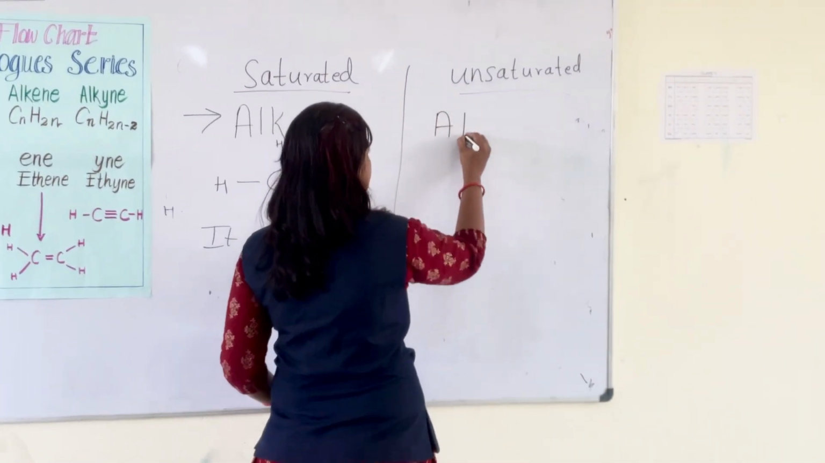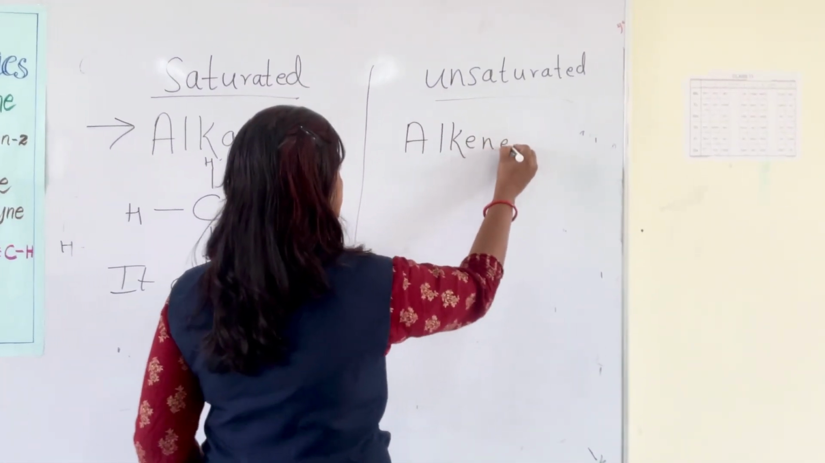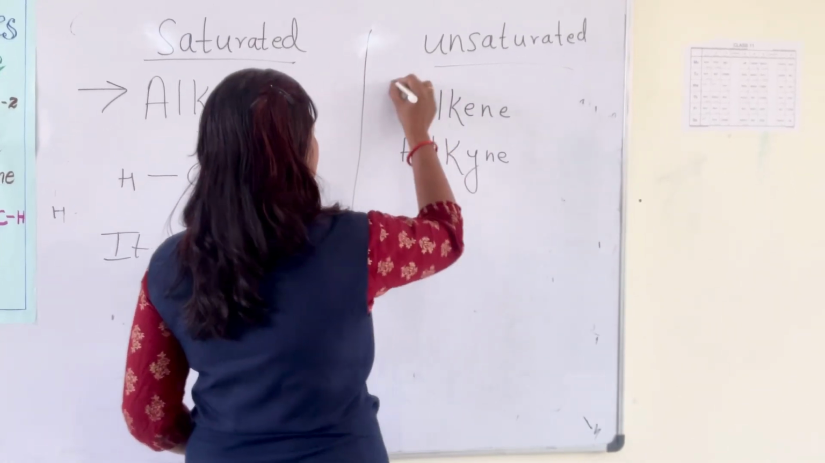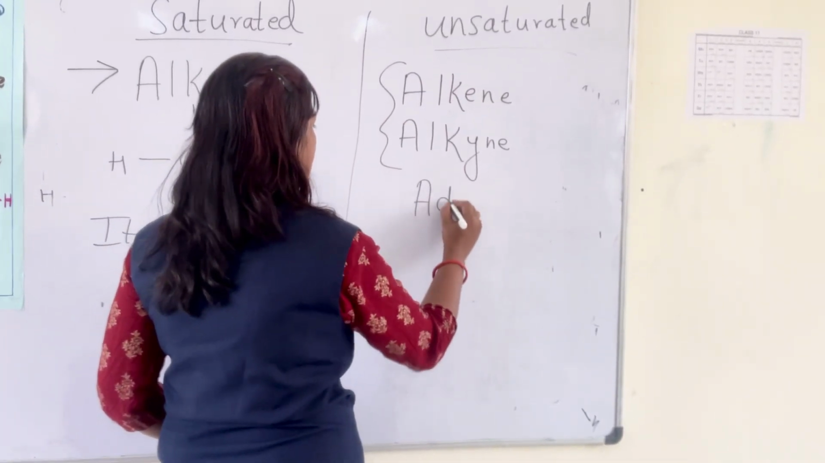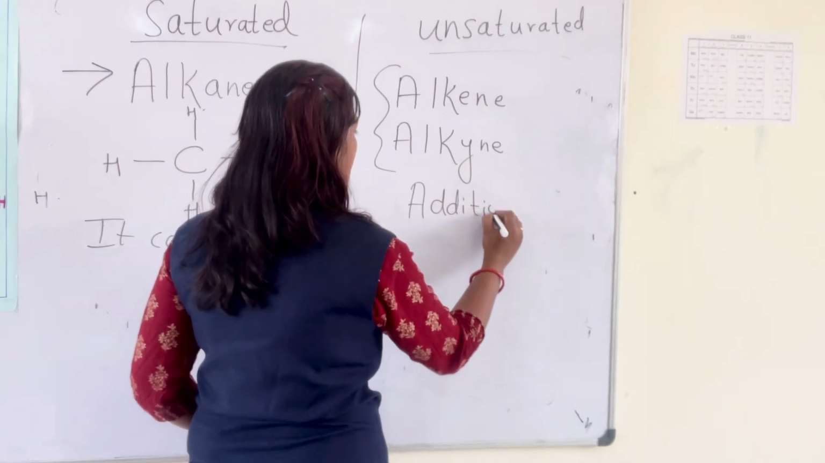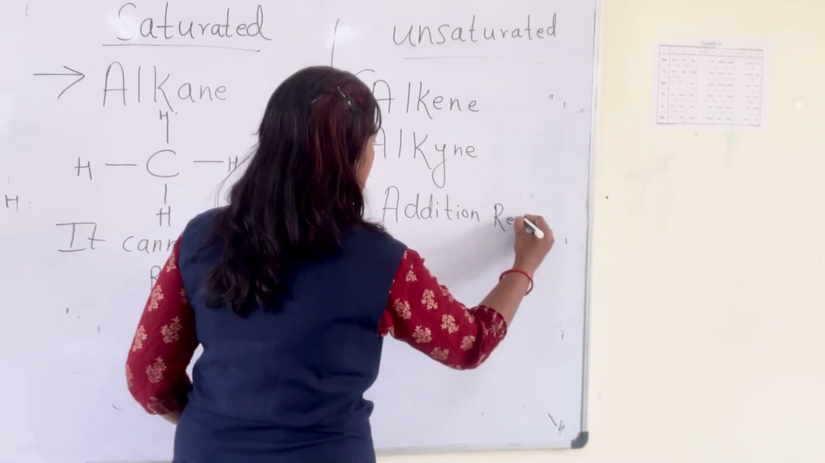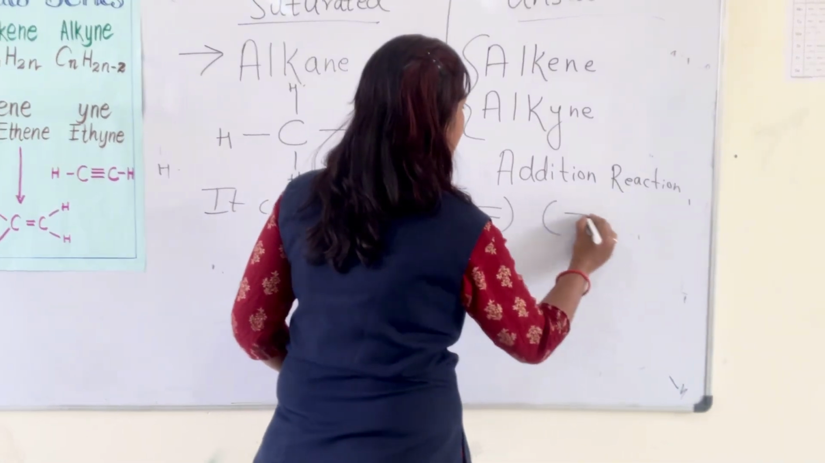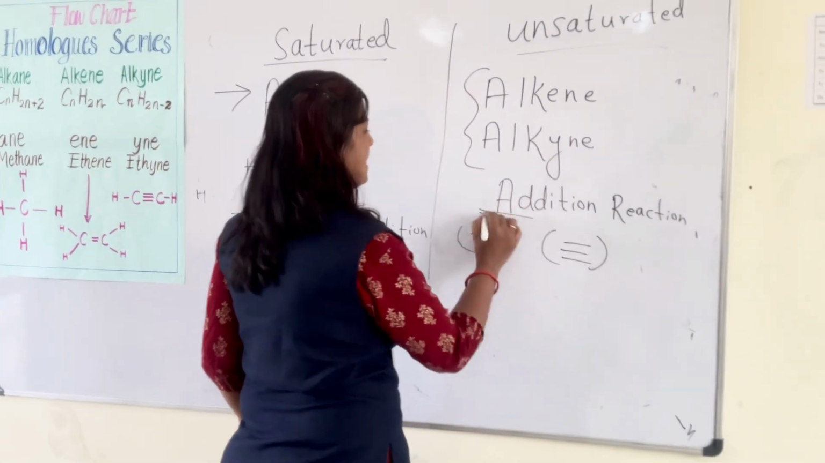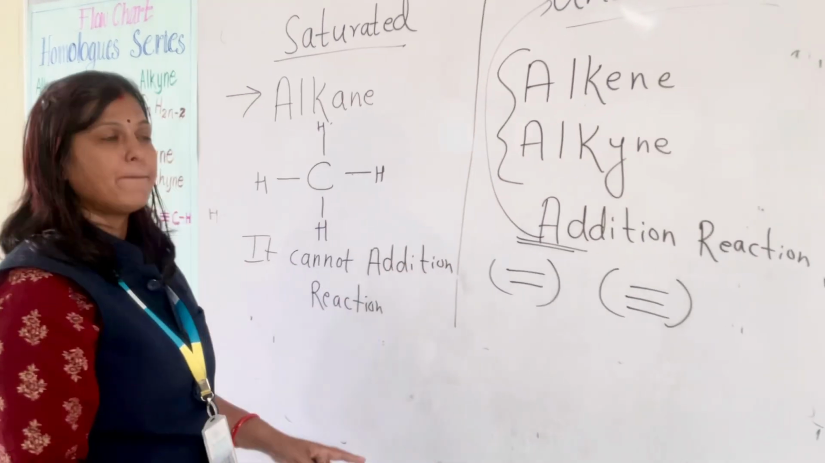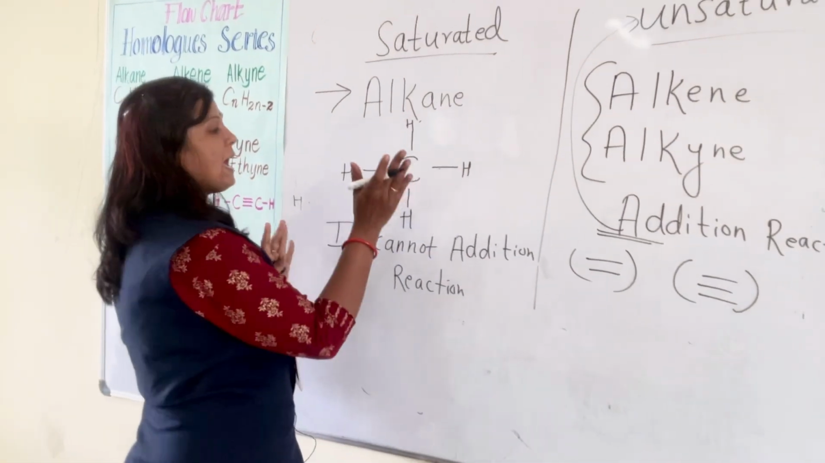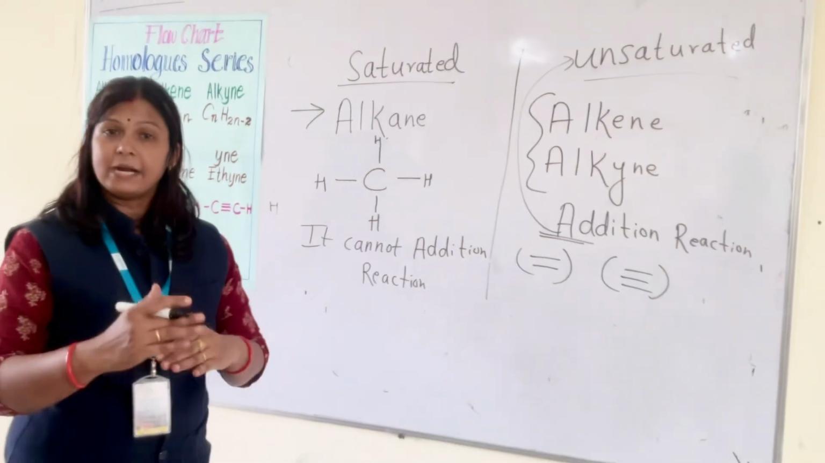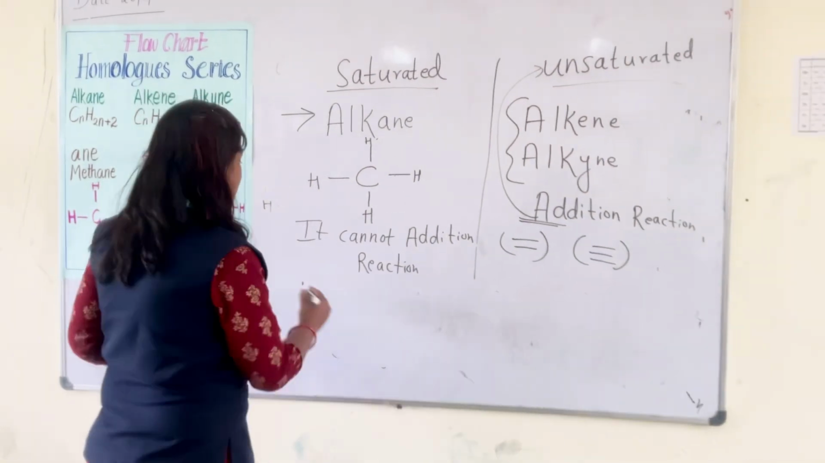Unsaturated can be alkene and alkynes because they can go for addition reaction. We can add hydrogen to it and we can break the double bond and triple bond. So addition reaction is possible for unsaturated compounds, and addition reaction is not possible for saturated compounds, but another reaction is possible. What is the reaction?